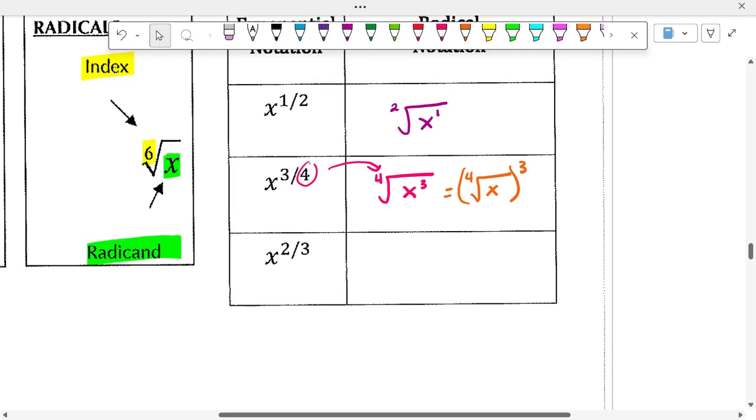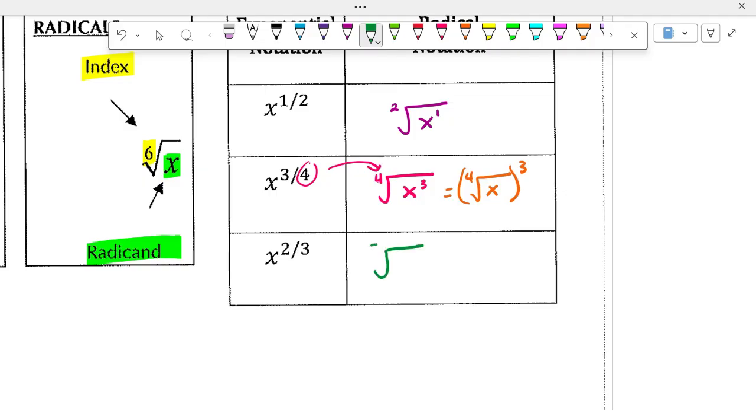What about this one? Without me even walking you through it, what's it going to look like? What type of root am I going to have? I'm going to have a cube root. What's going to go underneath? X squared. Good. So again, the other way you could write it is the cube root of x all squared. Again, whichever way is most comfortable to you. They're both the exact same thing.